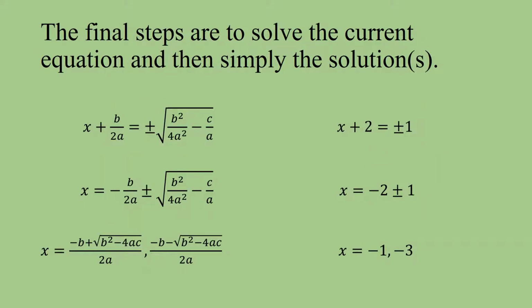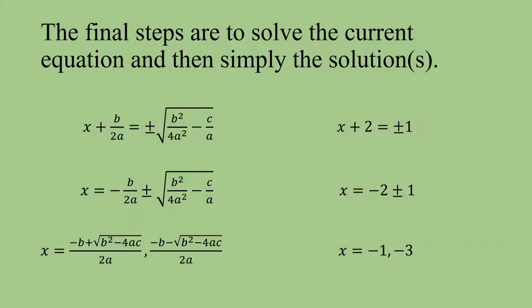Now that we have taken the square root of both sides, the equation is now a linear equation. The only part left to solving the equation is isolating x by itself. For the equation on the left, you subtract b over 2a from both sides to solve for x. For the equation on the right, you need to subtract 2 from both sides. Now you have solved the equations, but before you can know the solutions, you have to simplify the answers.